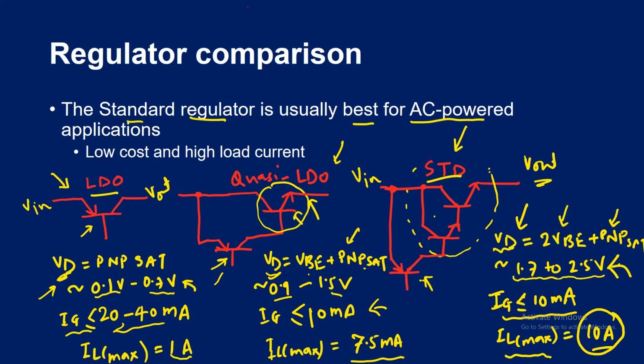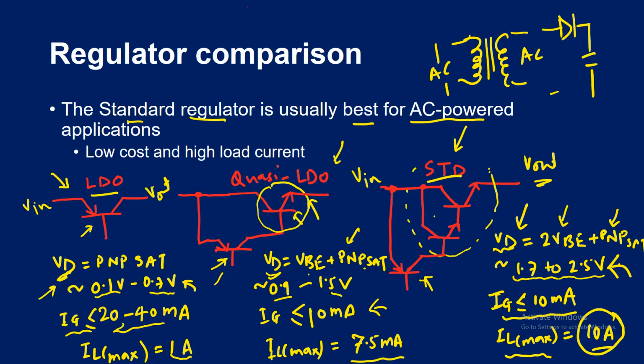The reason, you see that you have an AC transformer here, and then you basically have an AC voltage here, and that converts to step down or step up secondary voltage in the AC, and then you use the rectifier actually. Then you use the filter, and then comes the regulator. So for that AC powered application, you can use the standard regulator.